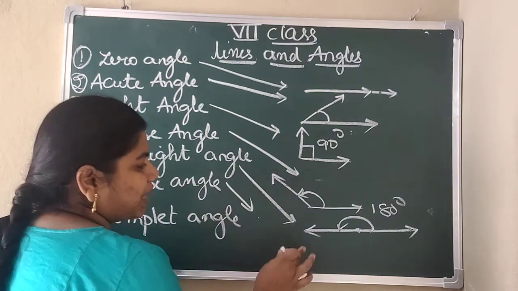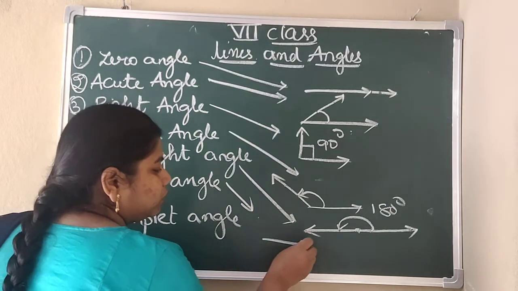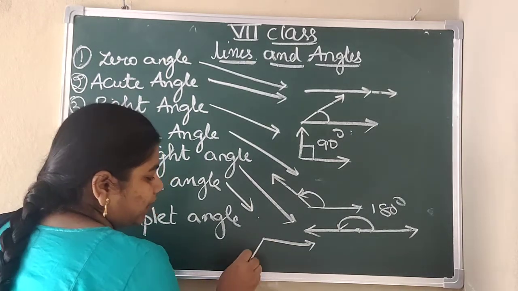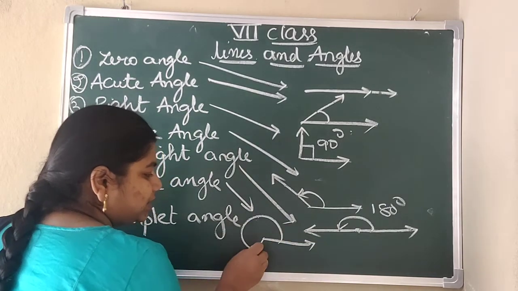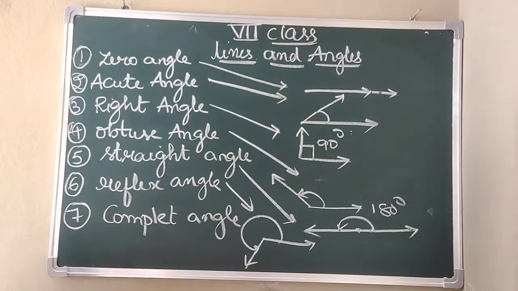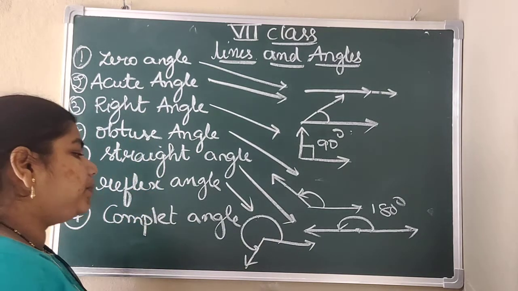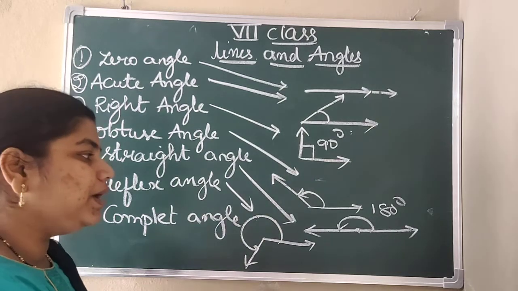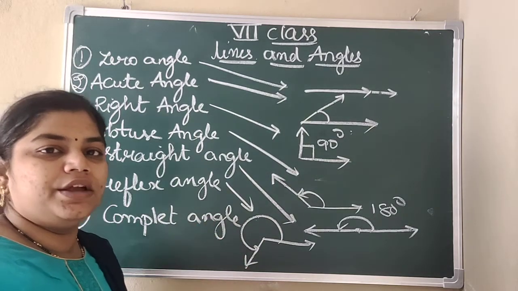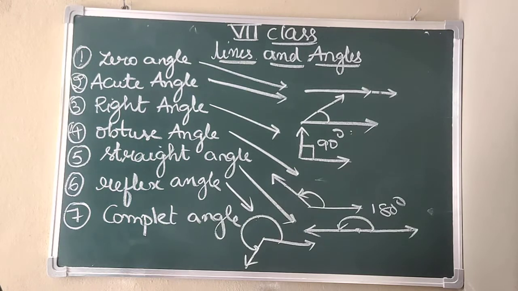Next is the reflex angle. So what is a reflex angle? Now this ray went down. The initial point is the same, but the other ray has come down, so like this it has been rotated. So it is called the reflex angle. A reflex angle is greater than 180 degrees and less than 360 degrees.